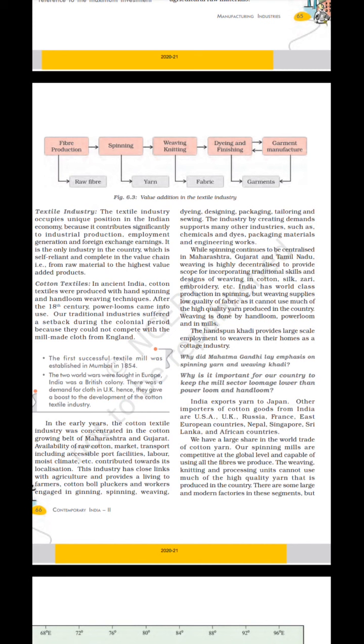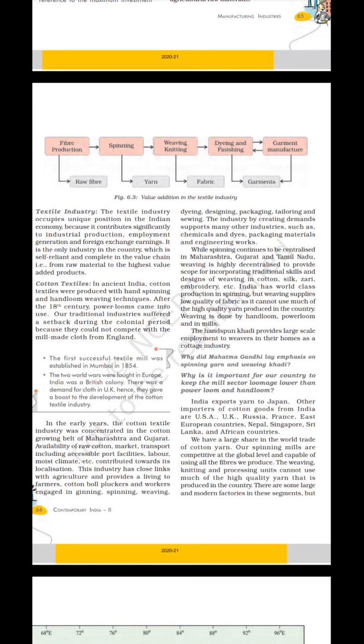Weaving is done by handloom, powerloom and in mills. The hand spun khadi provides large scale employment to weavers in their homes as a cottage industry. Why did Mahatma Gandhi lay emphasis on spinning yarn and weaving khadi? Why is it important for our country to keep the mill sector lower than powerloom and handloom?